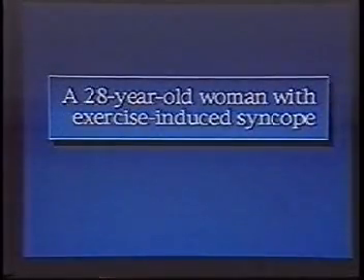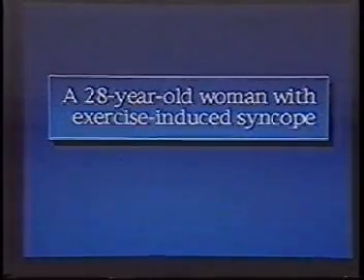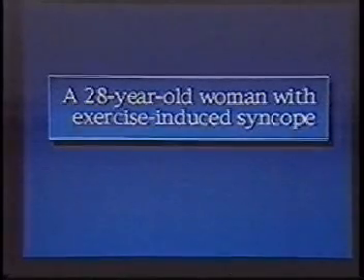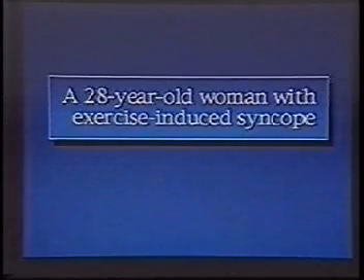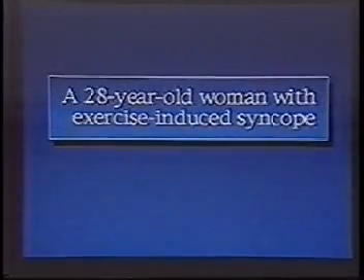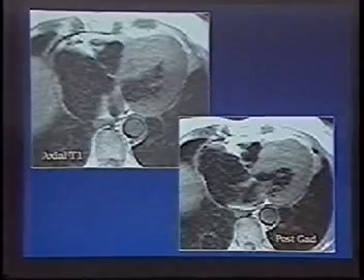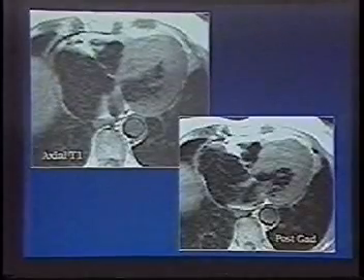Okay, next patient, a 28-year-old woman with exercise-induced syncope. So what causes exercise-induced syncope in a young patient? Well, right ventricular dysplasia, as we talked about earlier, hypertrophic cardiomyopathy, which you might know as IHSS, idiopathic hypertrophic subaortic stenosis. And the third thing to consider, the third most common thing, is anomalous coronary arteries. And then there's a whole host of really rare abnormalities.